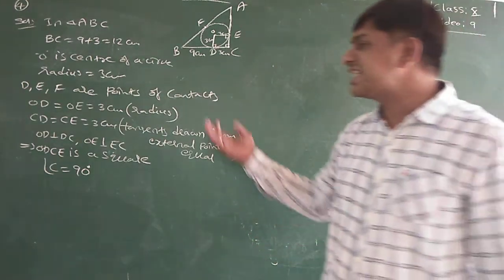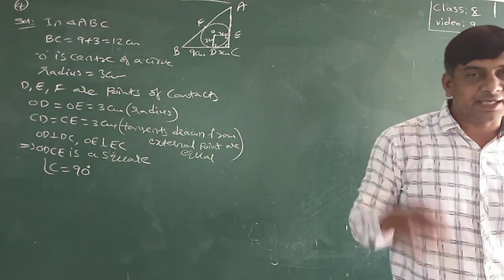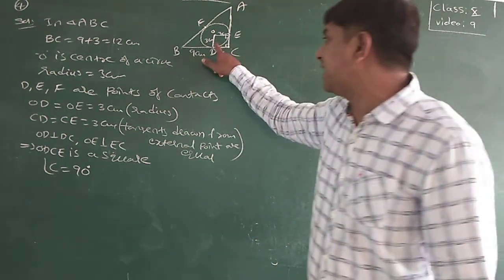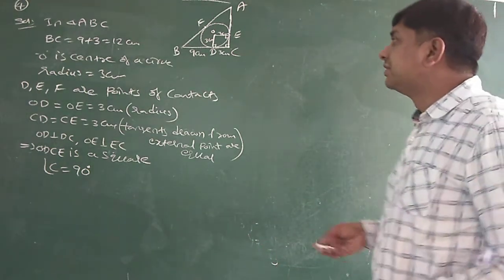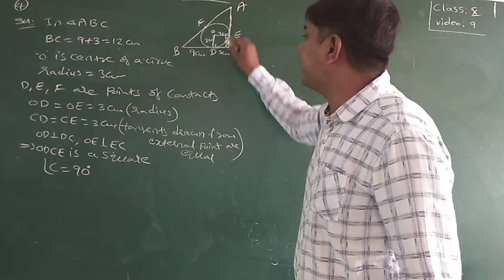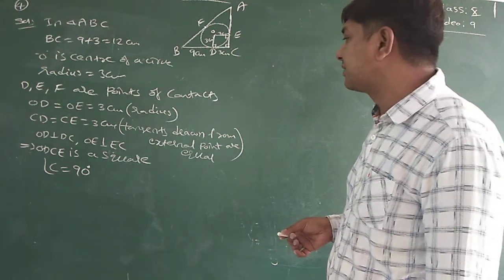A radius is perpendicular to the tangent at the point of contact. Already we know that one. So this angle is 90 degrees, and this is also 90 degrees. Now OD is equal to OE is equal to 3 centimeters. They are making 90 degrees at the point of contact.